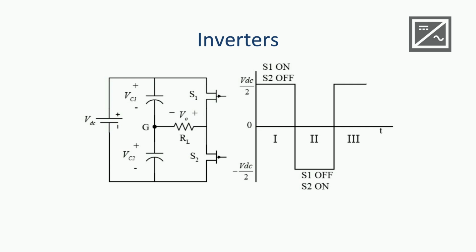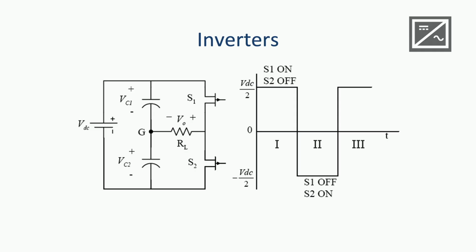If S1 is on and S2 is off, the circuit will conduct through the highlighted path. In this case, the magnitude and direction of the output voltage is equal to the magnitude and direction of the input voltage. This corresponds to time periods 1 and 3 in the figure. If on the other hand S2 is on and S1 is off, the circuit will conduct through the highlighted path. The magnitude of the output voltage is equal to the magnitude of the input voltage, but the direction is opposite. This corresponds to time period 2 in the signal.